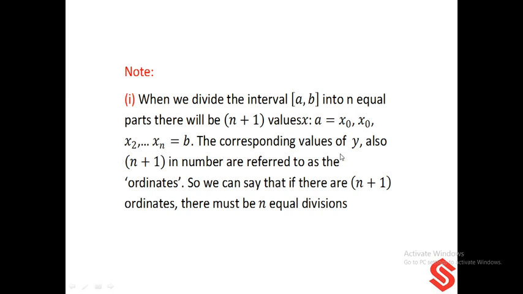The corresponding values of y are also n plus 1 in number. They are referred to as the ordinates, y0, y1, y2, etc. So we can say that if there are n plus 1 ordinates, there must be n equal parts. For example, if there are 7 ordinates, there must be 6 equal parts.